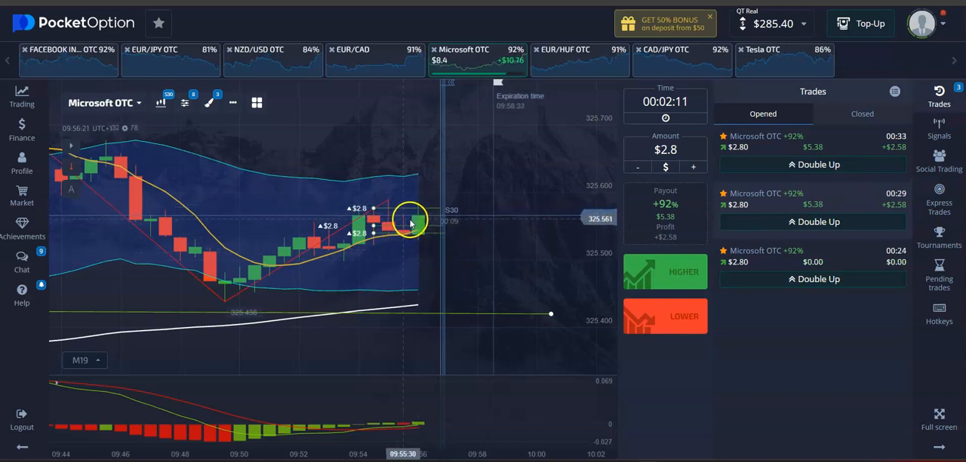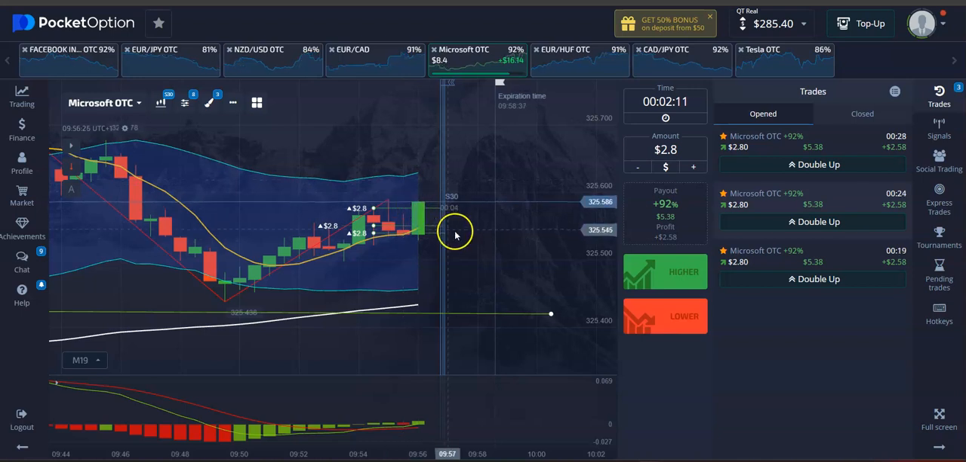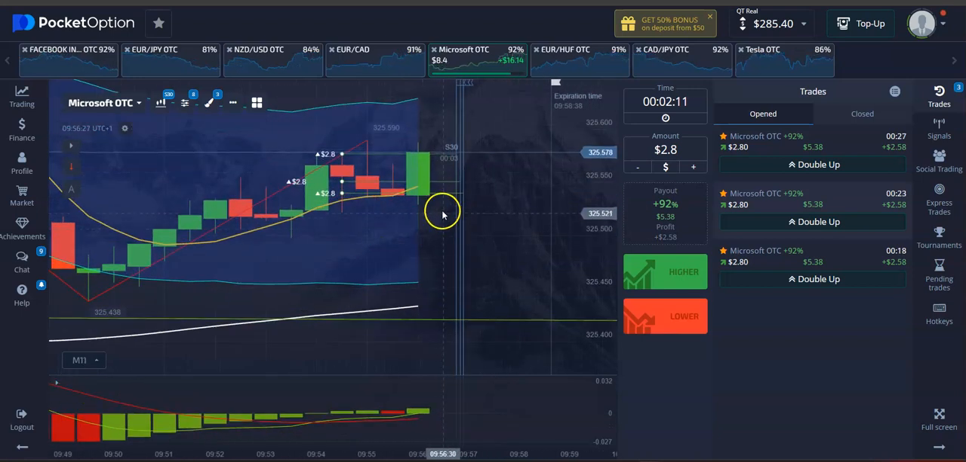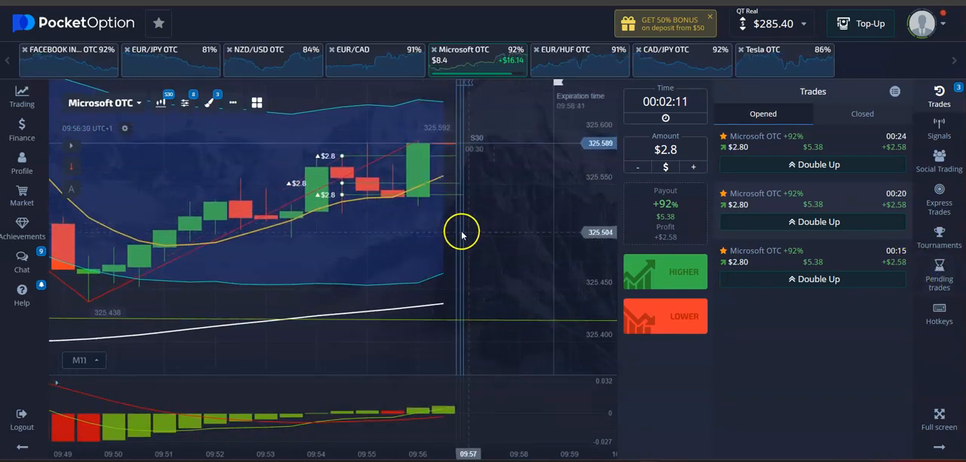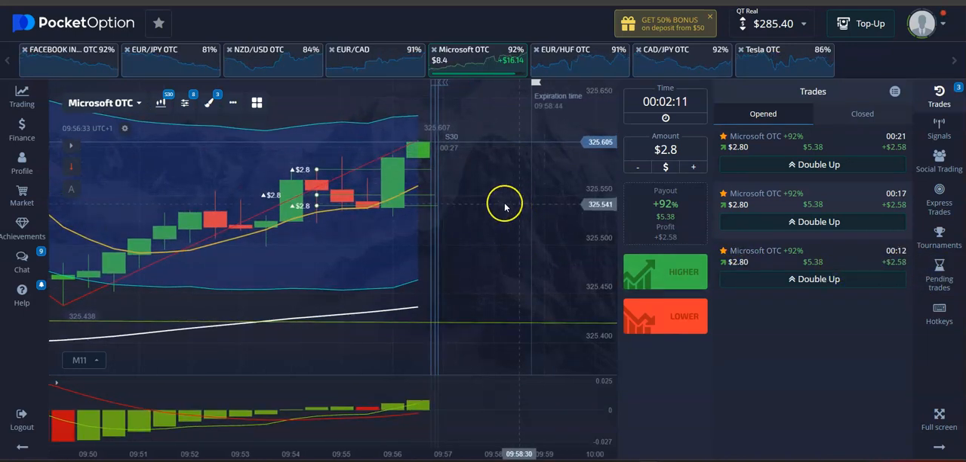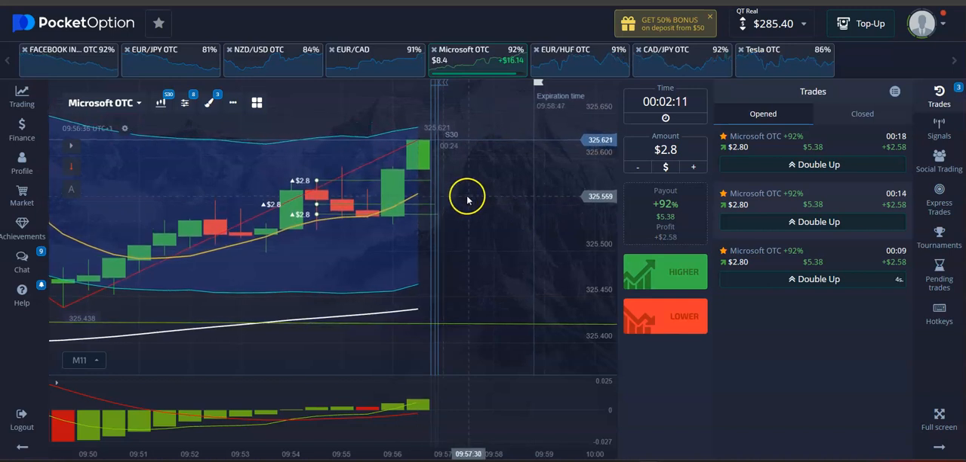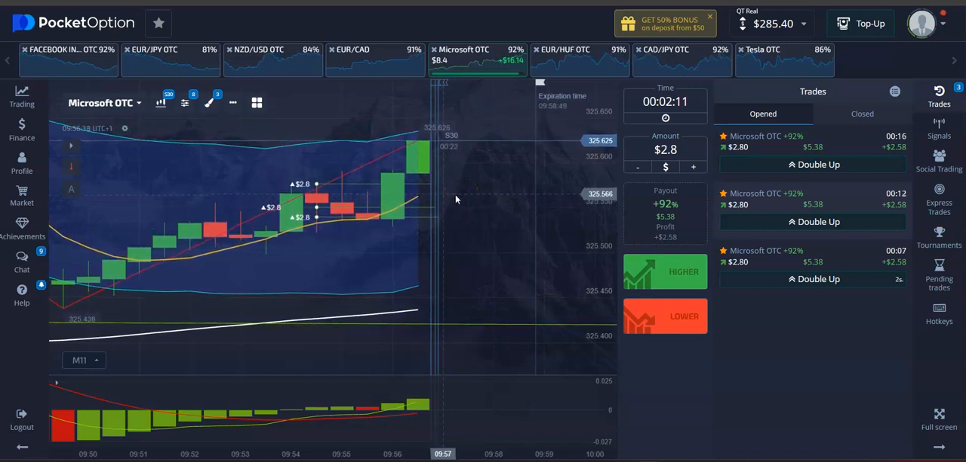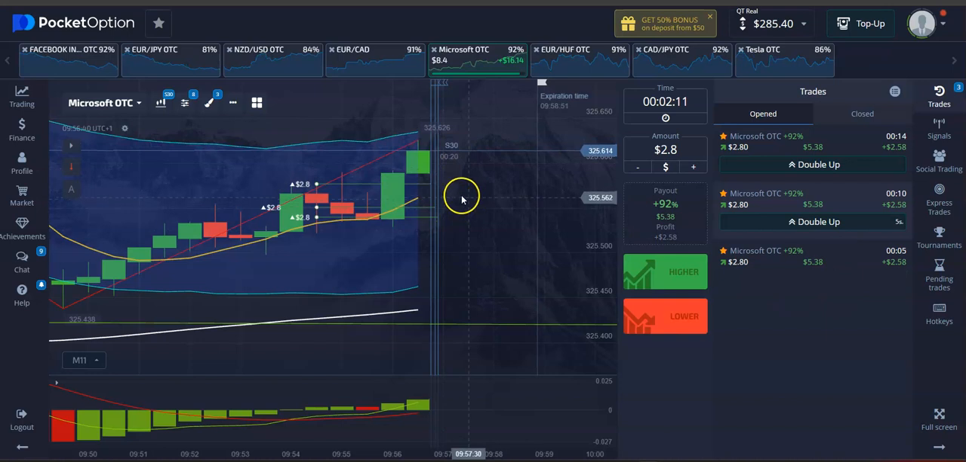Okay, there you go, bullish candle. Okay, buyers really trying to push the price up. Okay, that's what we want to see. Okay, so we got 15 seconds on the first trade. Okay, hopefully price will have a continuation to the upside long enough for us to secure these three trades.